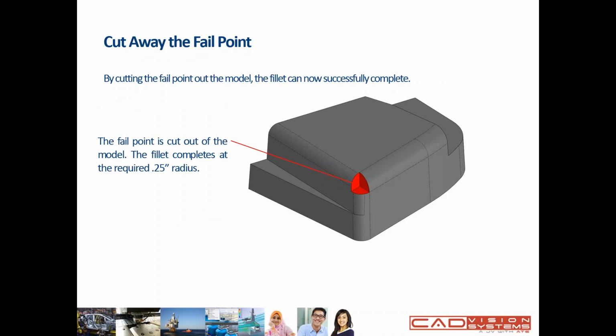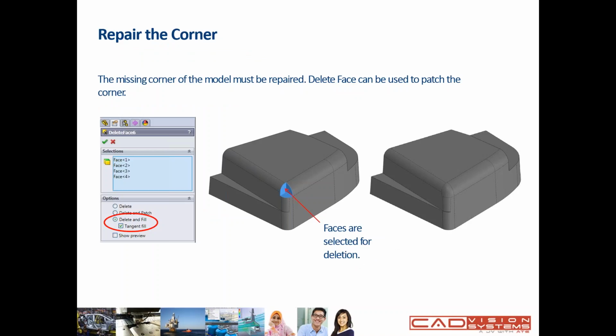So just make a simple cut away. Cut the red color region. Then we apply the 0.25 fillets that you can see on the screen. It is able to do that. And lastly, for the cut away, we fill it back using the delete face option that I mentioned just now, delete and fill. Then you will fill back the corner, and we get the result that we want.